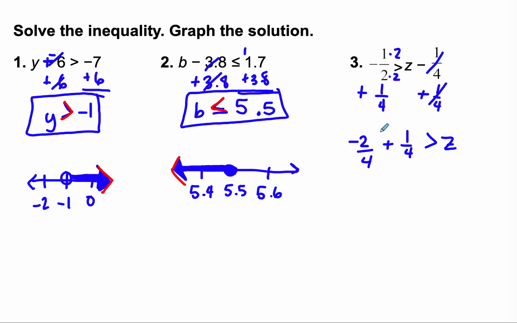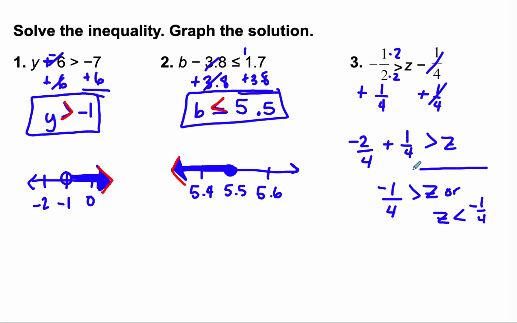Okay, different signs, find the difference. 2 minus 1 is 1/4. More negatives, the answer is negative. Negative 1/4 is greater than z, or if you want to flip-flop it to help you with your graphing, z is less than negative 1/4.